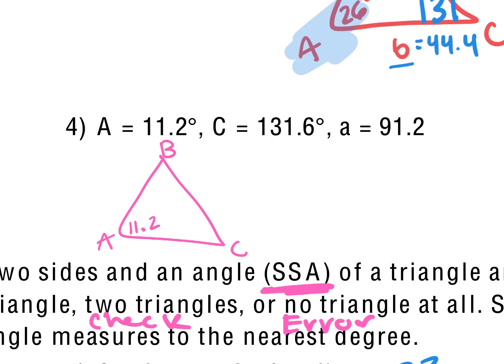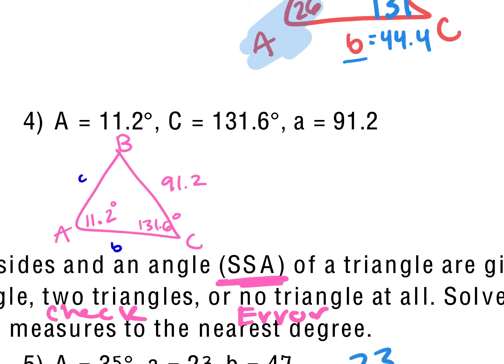Opposite of angle A is 91.2, and angle C is 131.6. Obviously, this triangle is not drawn to scale, but it's totally fine. And this is C and B. What can I find first? C. Oh, wait, angle B. I can find angle B first. I could also find angle C because I have enough or side C because I have enough information for that. But I could find angle B first.